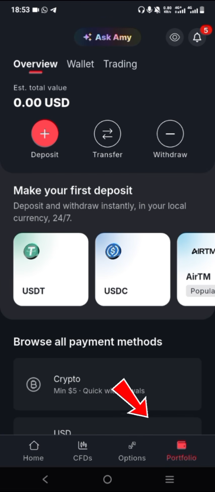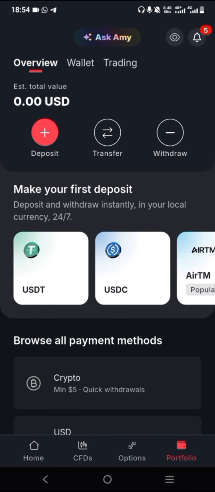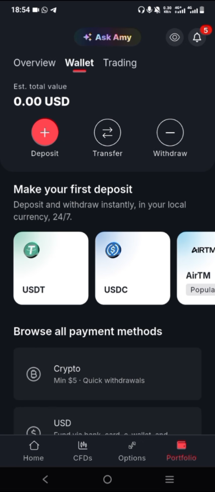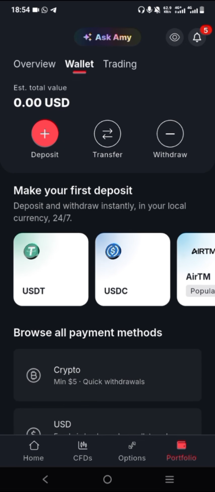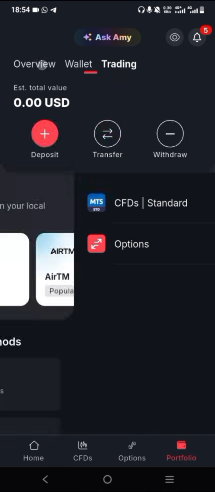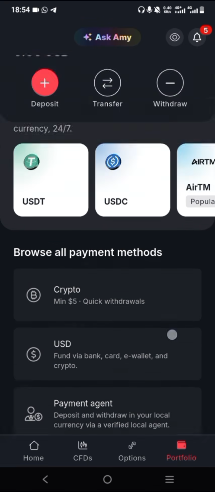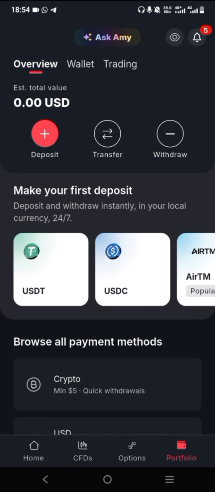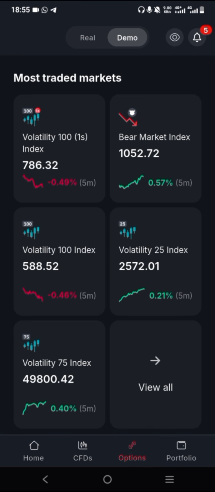So let's go to our Portfolio. This is where you can view information about trading activity and positions depending on the account and platform you are using. As you can see, you can click on your wallet. It will show you, so you know that this is a practice account I am using for this video so that you will understand. Then in our trading, you see your two trading accounts here. So let's go back to our view. In our view, you see Browse all payment methods. This is our payment method which I have discussed with you earlier. So let's go back.